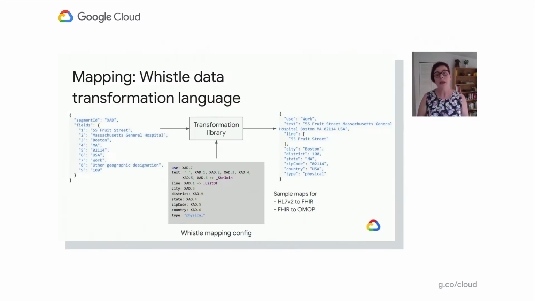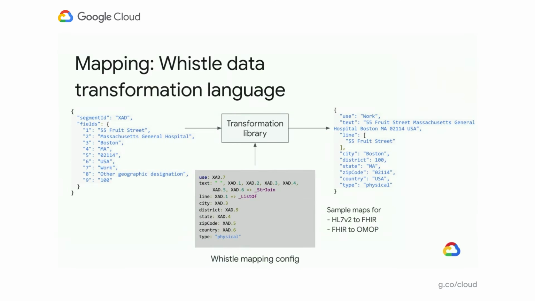Now, here's an example of how you might convert an HL7 message that incorporates the name and address of a particular health system into FHIR. And the grey box at the bottom, that's an example of the WHISTLE mapping configuration that you would create to do that. When we launched our WHISTLE data transformation language within our open source GitHub repository, we also launched sample maps to get you started.